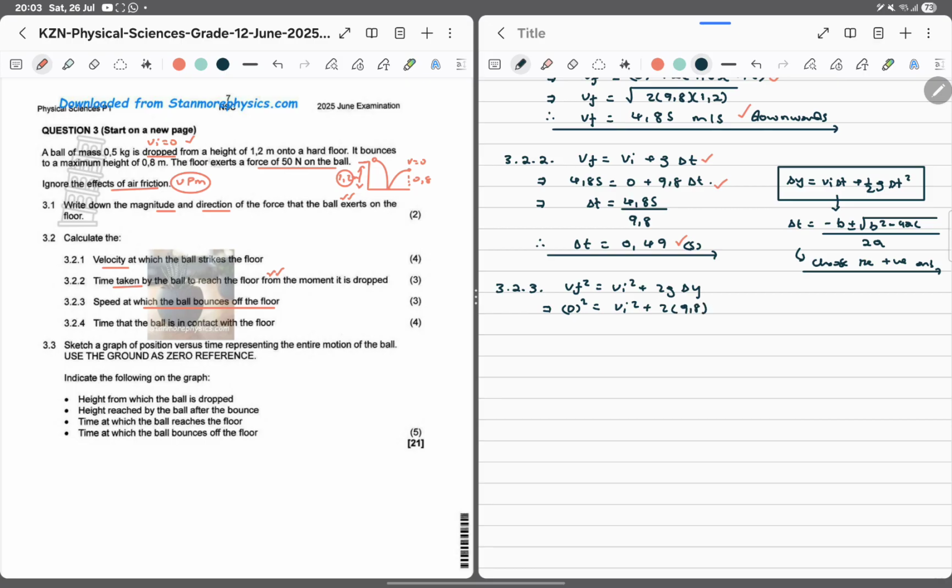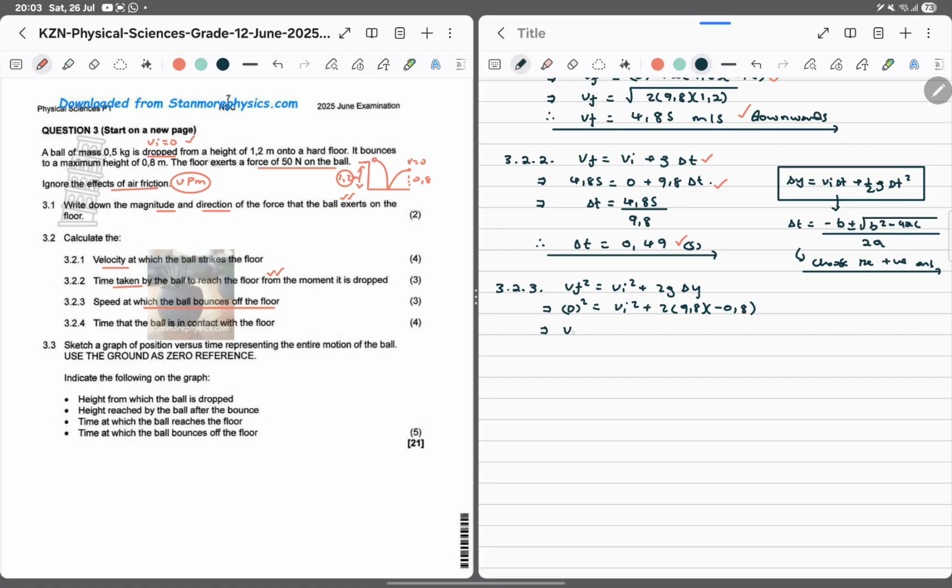2 into 9.8. We chose down as positive. But now this displacement is upward, so it's going to be minus 0.8. This is where the students get caught pants down. So don't be one of those students.